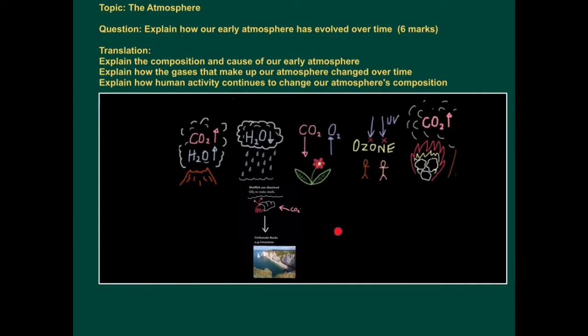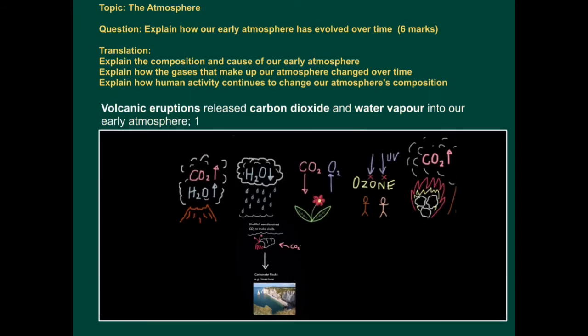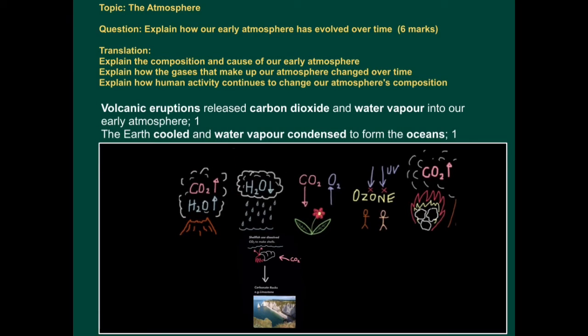These pictures summarize the story, and you wouldn't have to necessarily describe them all to get full marks. So firstly, volcanic eruptions released carbon dioxide and water vapor into our early atmosphere, so that deals with this first bit. Secondly, the Earth cooled and water vapor, so steam in the atmosphere, condensed, that means turned back into liquid because it cooled, to form the oceans, so you can see that here.